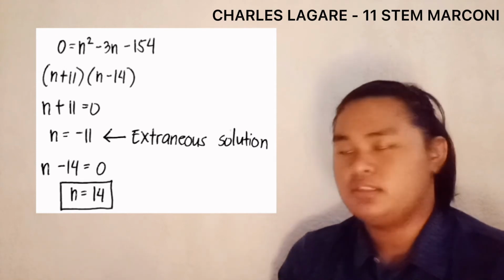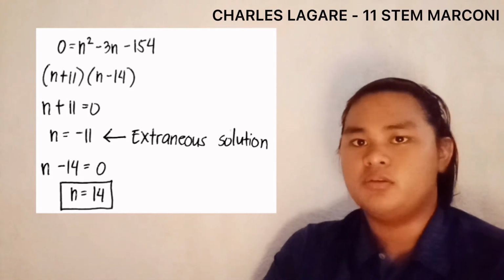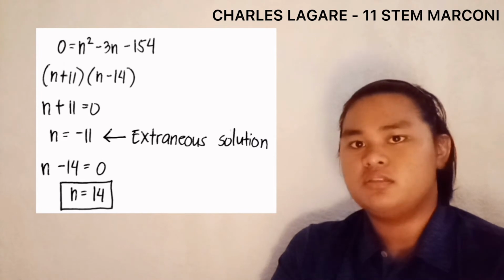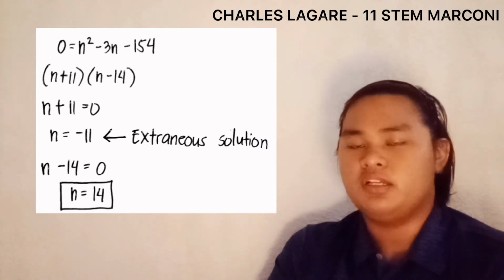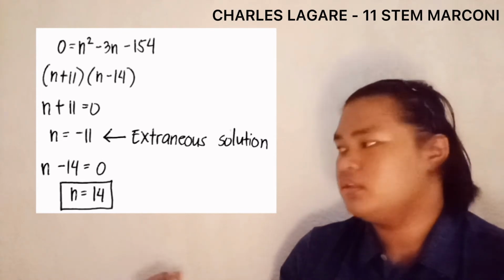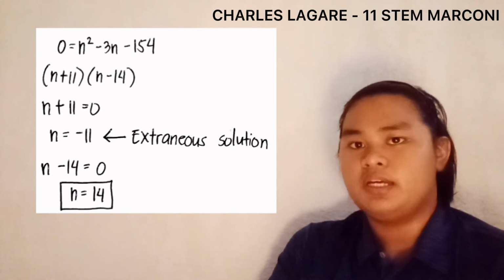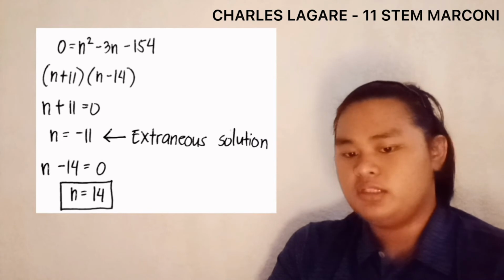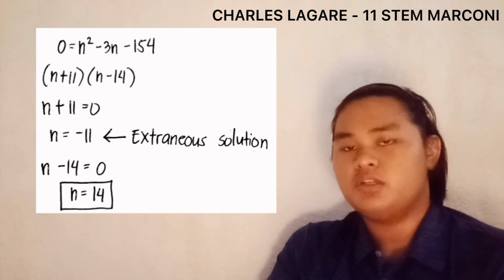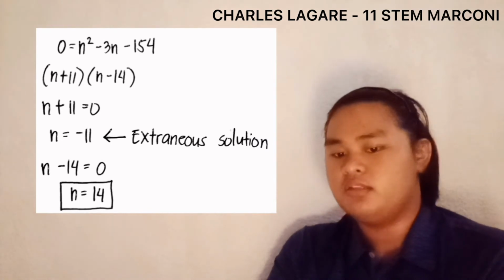Then both factors should be equated to 0. So n plus 11 equals 0, so n is equal to negative 11. We call it an extraneous solution because it's negative and can't be applied in the solution. And the second answer is n minus 14 equated to 0, so n is equal to 14. So 14 is the answer.